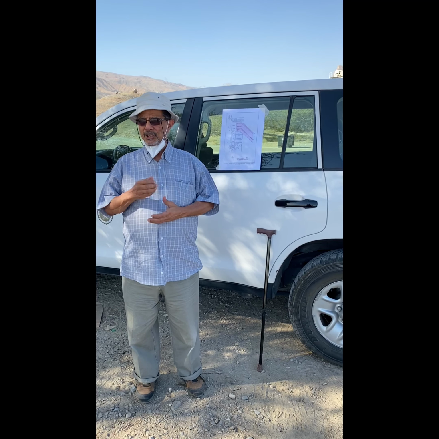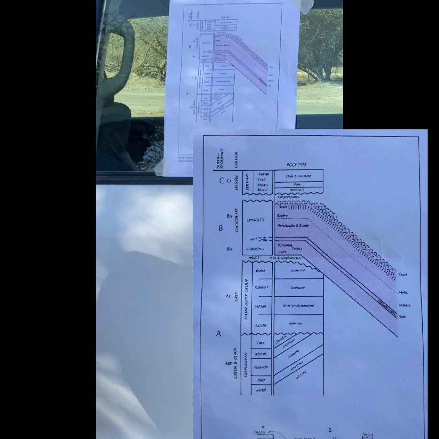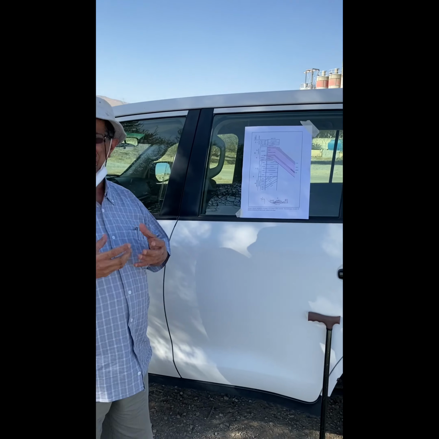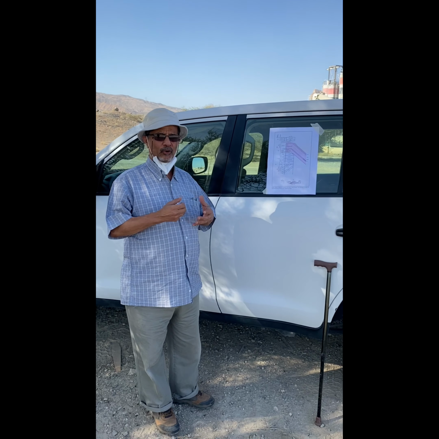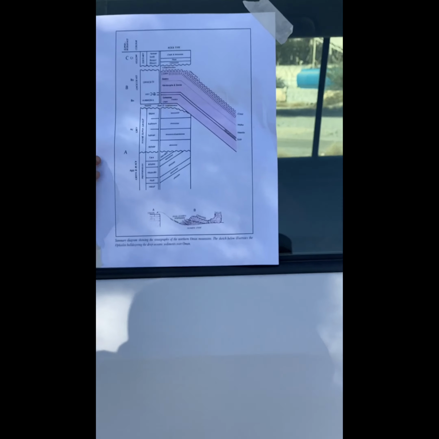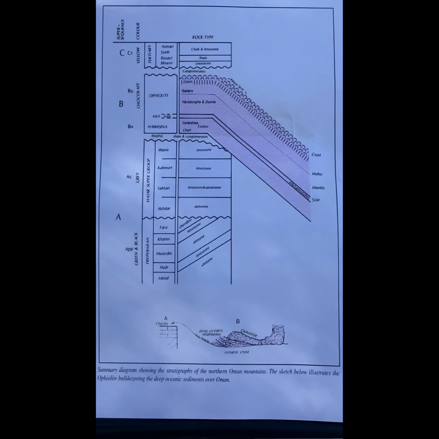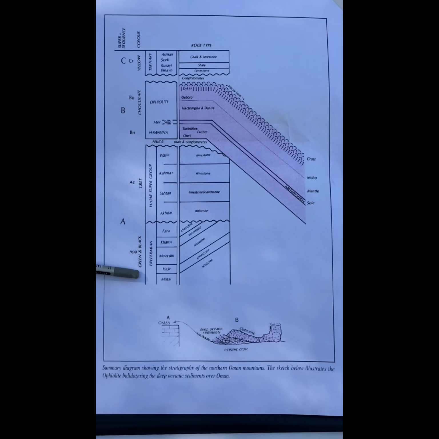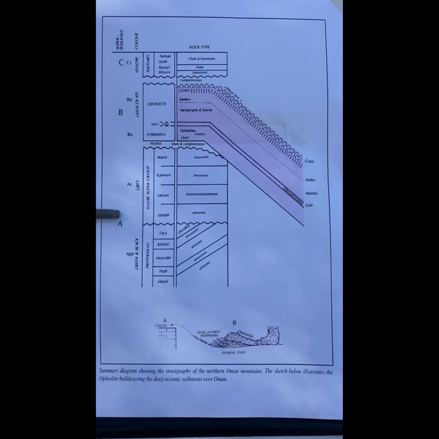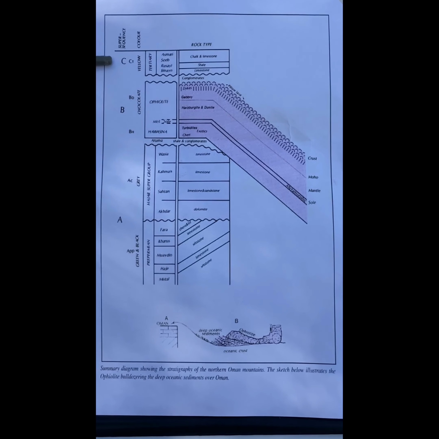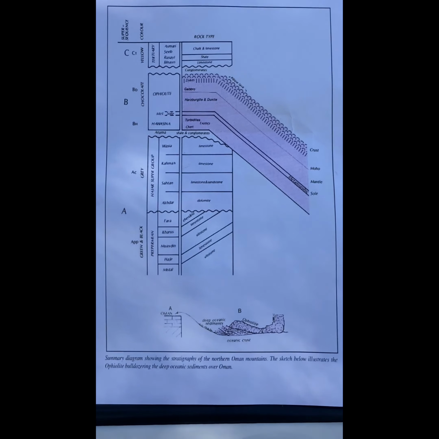So before I do that, I will start to introduce you to the geological column of Oman, so we will have an idea where we are and what we'll be looking for. If you look at the geological column of Oman here, you can see the first units present. We call them supergroups. The first one is the A supergroup, then we have the B supergroup, and then the C supergroup. What is the A supergroup?